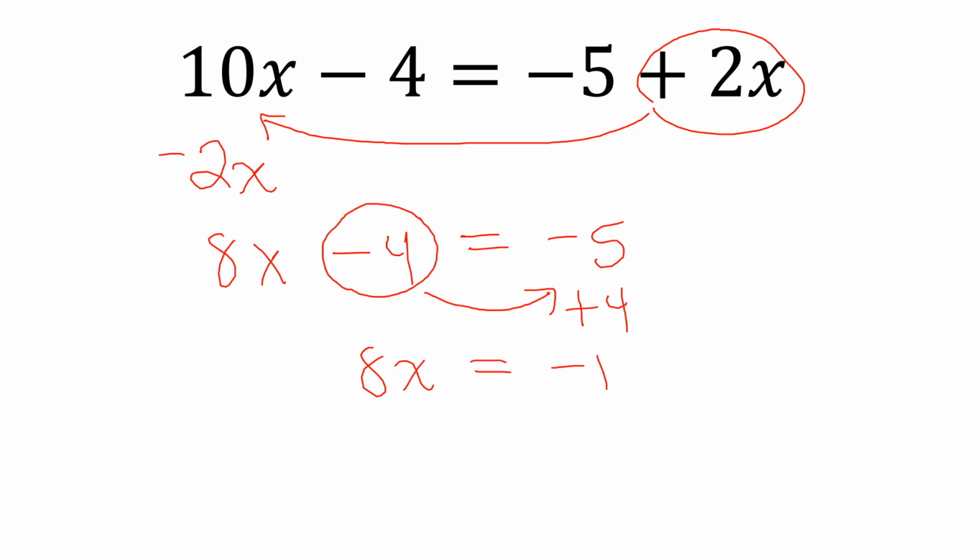So now, all I have to do is to focus on getting the 8 out of the room. Since 8 was attached to x with multiplication, I'm going to move it with division. So I'm going to divide by 8 on the other side. And so x is just negative 1 over 8.